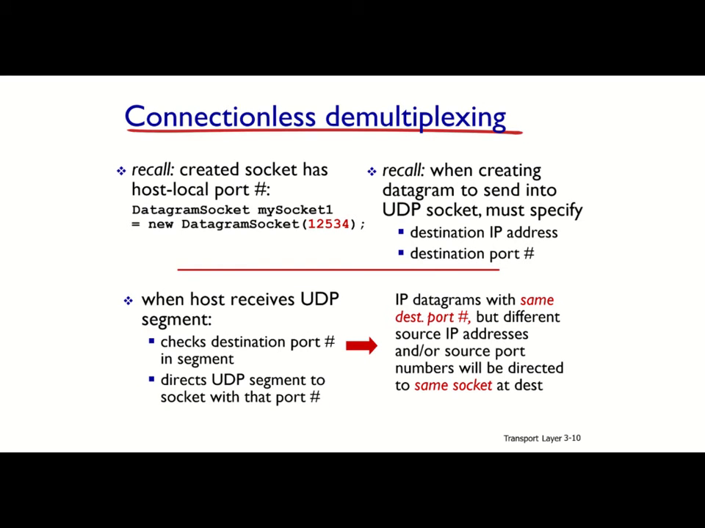So as you remember from the previous chapter, when we were doing socket programming and we wanted to create a datagram to send it into a UDP socket, we must specify both the destination IP address and the destination port number. Now you know why we use port numbers. We use port numbers for the purpose of demultiplexing.